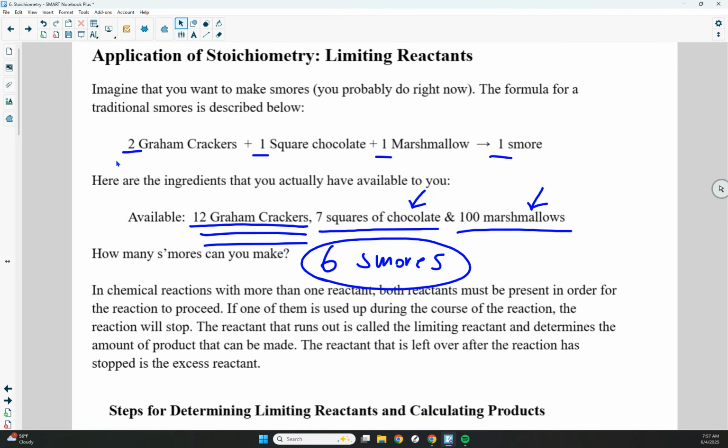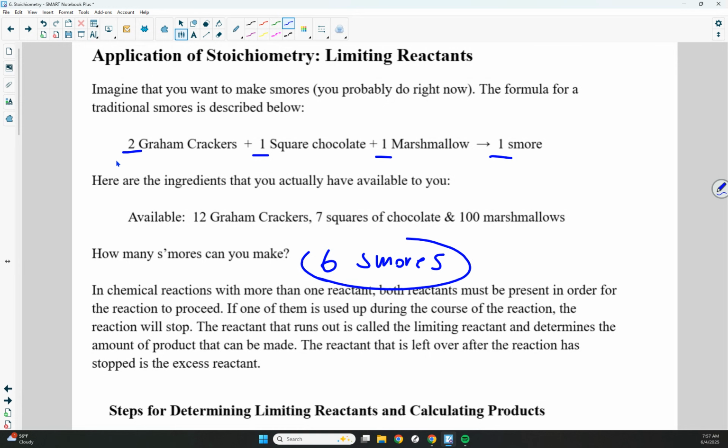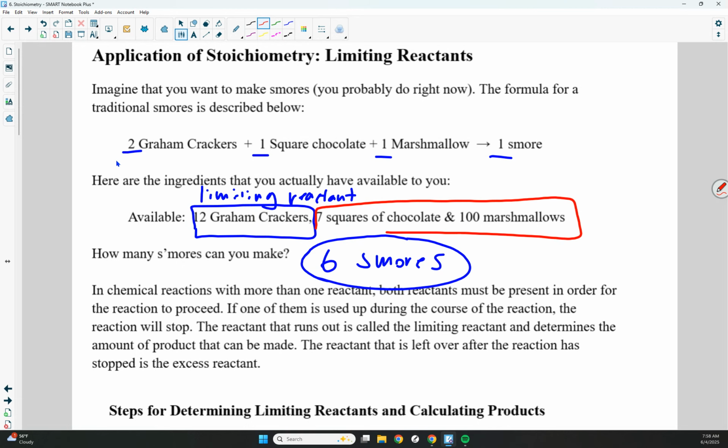So this introduces us to a couple vocab words here. We say in a scenario like this that the graham cracker is the limiting reactant because it is limiting, in this case, how many s'mores we can make. The chocolate and the marshmallows, in this case, because they are in excess, we say these are the excess reactants. We've got more of those than we need.